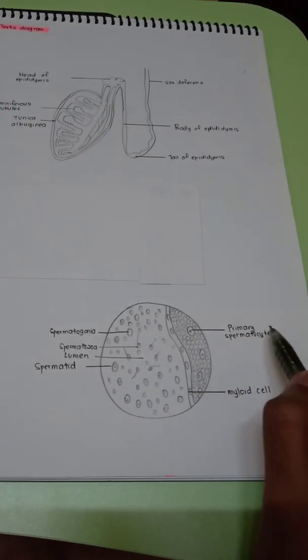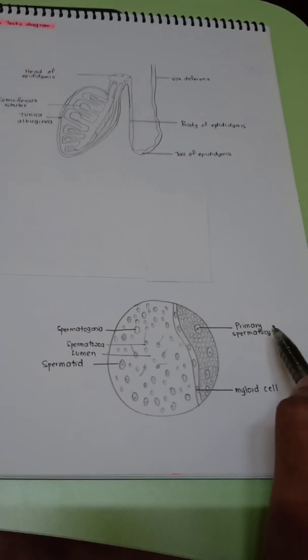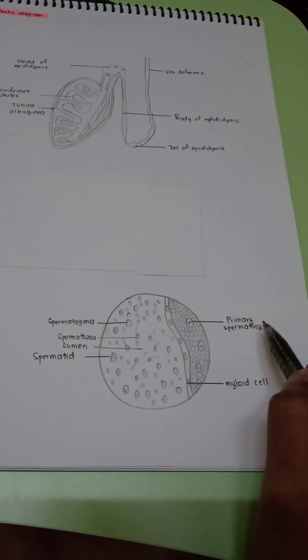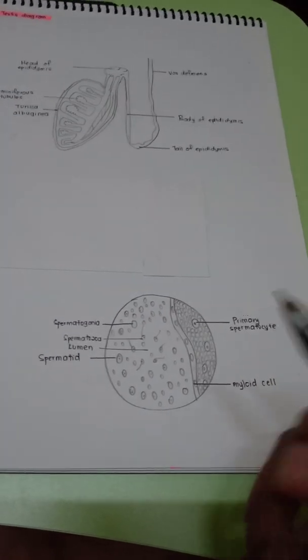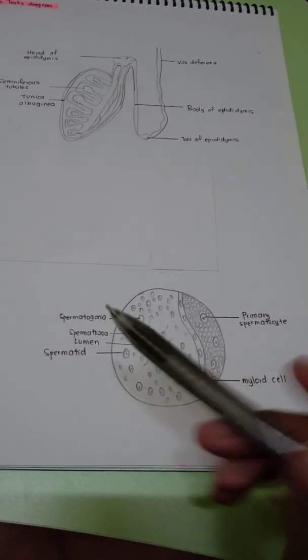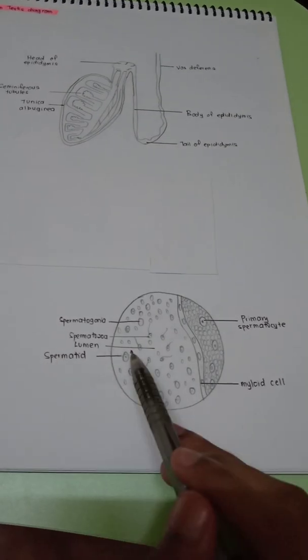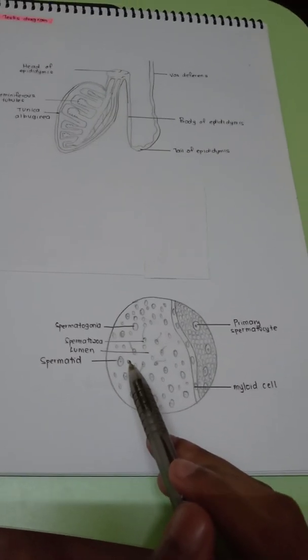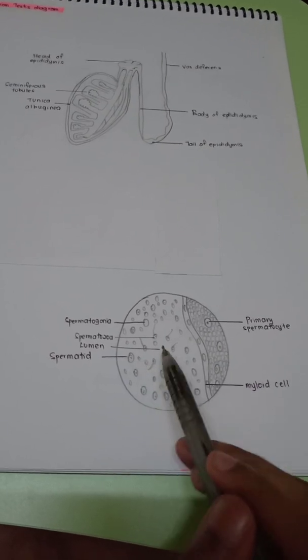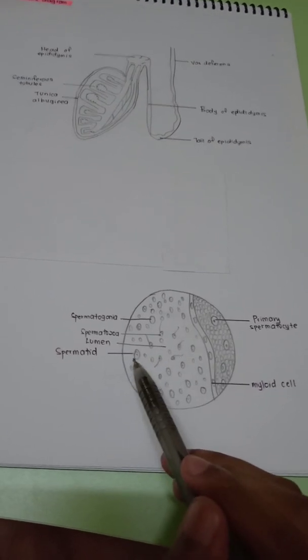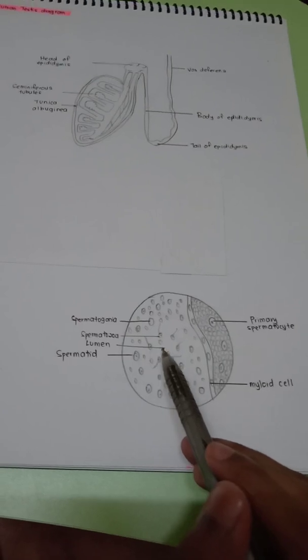This primary spermatocyte will undergo meiosis 1, forming a haploid secondary spermatocyte. The secondary spermatocyte undergoes meiosis 2, forming spermatids. As the spermatocytes develop, they are pushed towards the lumen. This is the lumen. So this one, the spermatid, will be slowly pushed to the lumen.